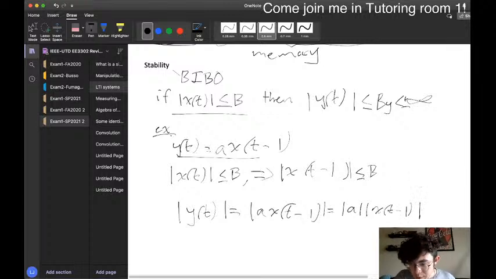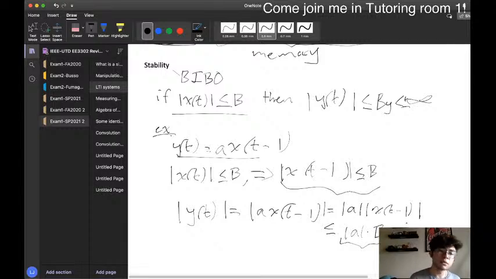So if we take this condition that we just arrived at, then we can find that our output is also bounded, by the absolute value of a times b. And this is a finite number, just some number. So this is a bounded system, and that's stability for you.